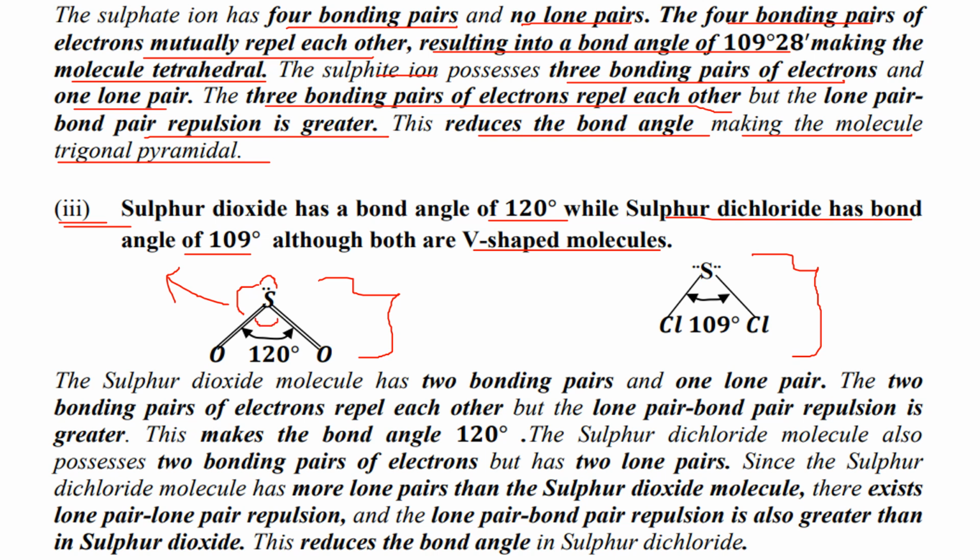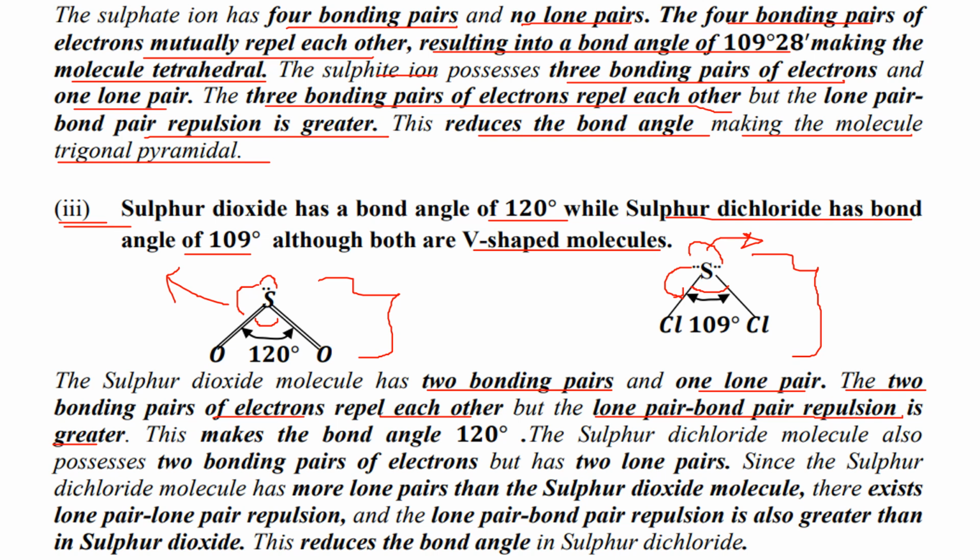But in the sulfur dichloride, we have 2 lone pairs of electrons. That means that we are going to have 3 types of repulsion. We have the lone pair to lone pair repulsion, which is the strongest. We also have the lone pair to bond pair repulsion, which is the second strongest. We also have the bond pair to bond pair repulsion, which is the weakest. So starting your explanation, you're going to say that the sulfur dioxide molecule has 2 bonding pairs and 1 lone pair of electrons. The 2 bonding pairs of electrons repel each other, but the lone pair to bond pair repulsion is going to be greater, just like earlier said.